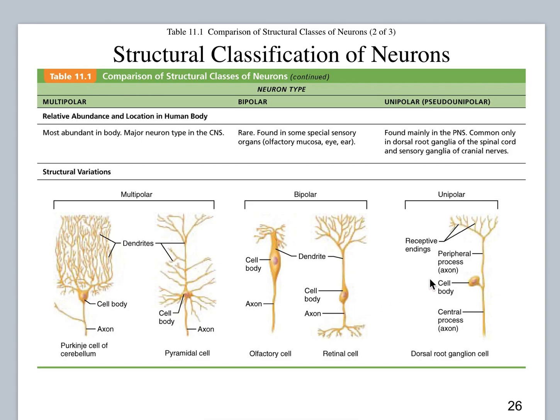Unipolar is if from the cell body there's only one process that comes out, and it splits into two, and one of these processes is an axon going in one direction, the other is an axon going in a different direction. These are the type of neurons seen with the sensory nervous system.